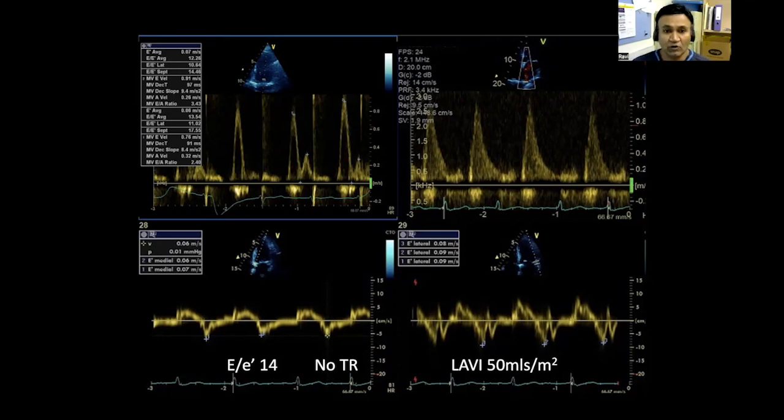On Doppler findings, there is E by A more than 2, so 3.34, and E by E prime is 14, and left atrial index volume is more than 34. Plus we have systole blunted and diastole more than systole in the pulmonary venous Doppler. Very nice. So Ravi, in this patient, do you need to look at any other parameters if you have the E to A of more than 2?